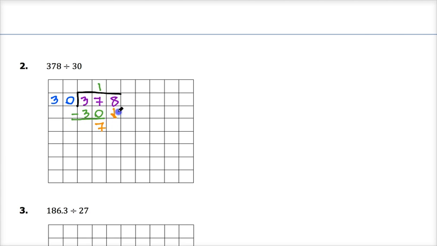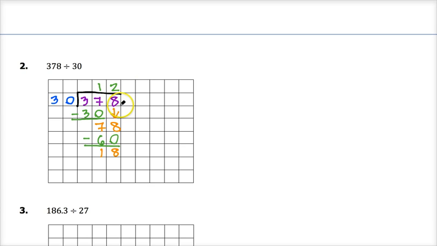When I subtract 37 minus 30, I get 7. And I can now bring down my 8. 30 will go into 78 2 whole times. 30 times 3 would be 90, so 2 whole times is what I can use here. 2 times 30 is 60. Subtract, and 78 minus 60 is 18. So I have a remainder for this problem. That means I need to keep going, and the way I keep going is by adding in a decimal point.